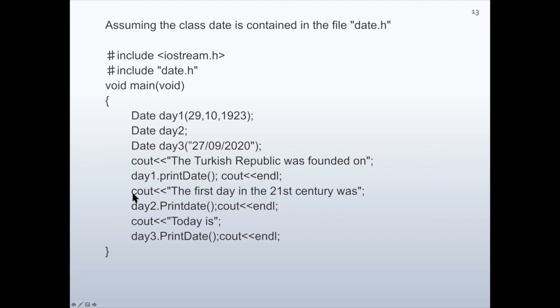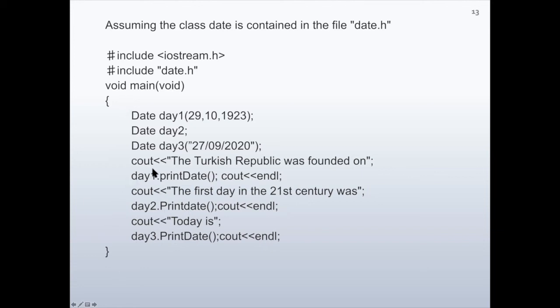And then we have another cout. The first day in the 21st century was on day2, on this one. The method print date is applied, and it continues with cout and endl. And then comes another output statement, cout. Today is, we assume that this is today's date, day3, print date, and then cout endl. That's all for the main part.